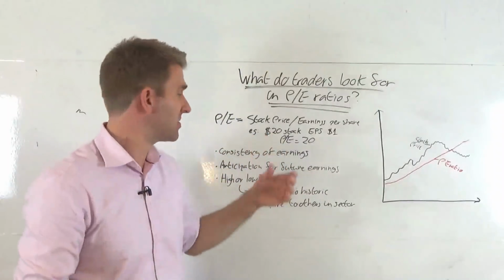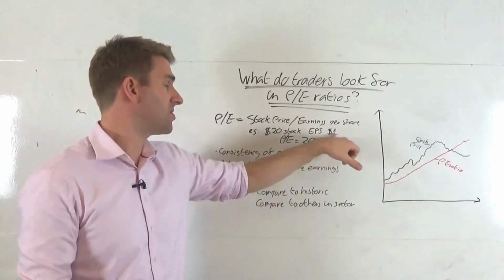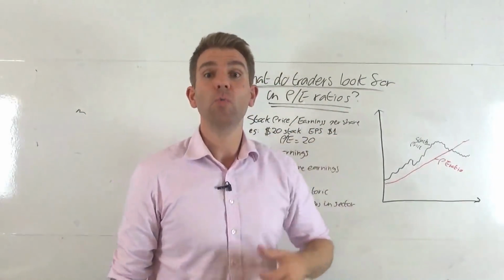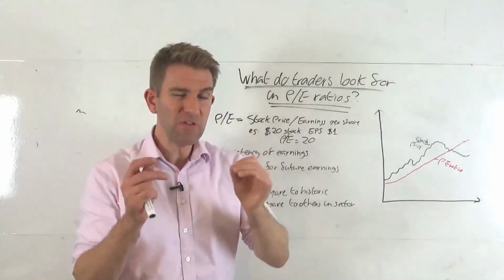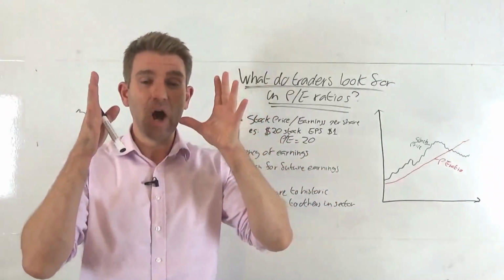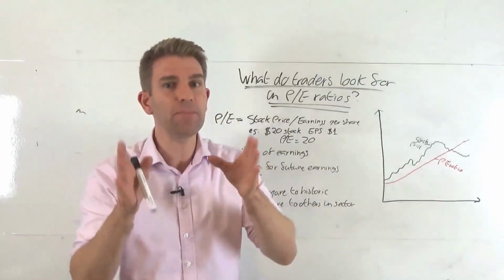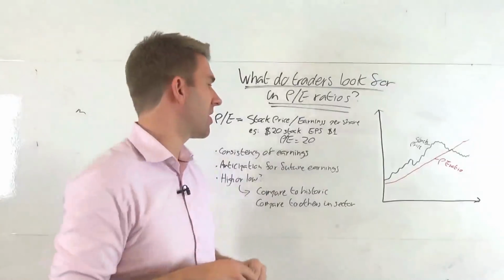On the flip side, let's say the stock shoots up to $200, but it's still only earning $1 per share, all of a sudden that PE ratio will be 200. So you can see a higher PE ratio generally, and this is very, very broad, we'll dig into this in a second, is overvalued, and a lower PE ratio is undervalued. That's putting things in very simple terms, but broadly speaking, that's what it's all about.